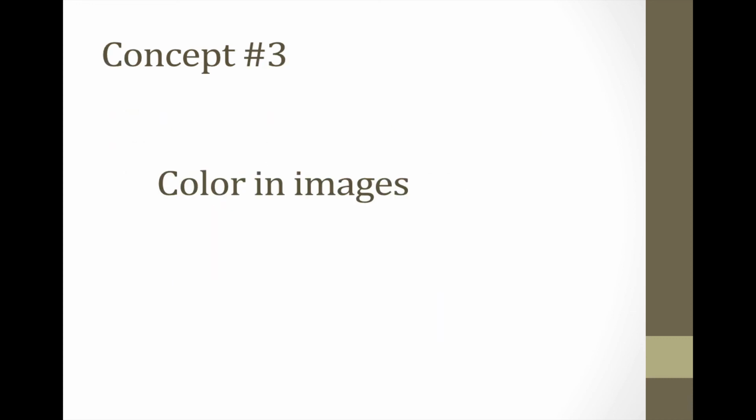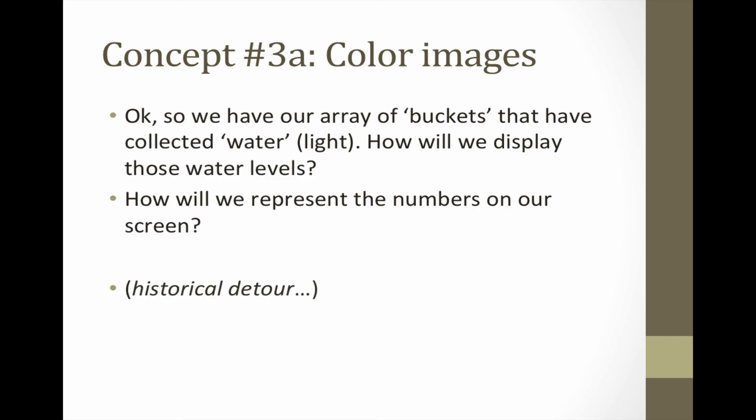All right, next big concept, using color in images. So remember, we've got our array of buckets, whether that's thimbles or teacups. Let's go with buckets because we're using an astronomy image. We've got big buckets of light. How are we going to display the water levels in those buckets? How are we going to represent the numbers, the amount of electrons in the pixel, the amount of water in the buckets? How are we going to represent that on our screen?